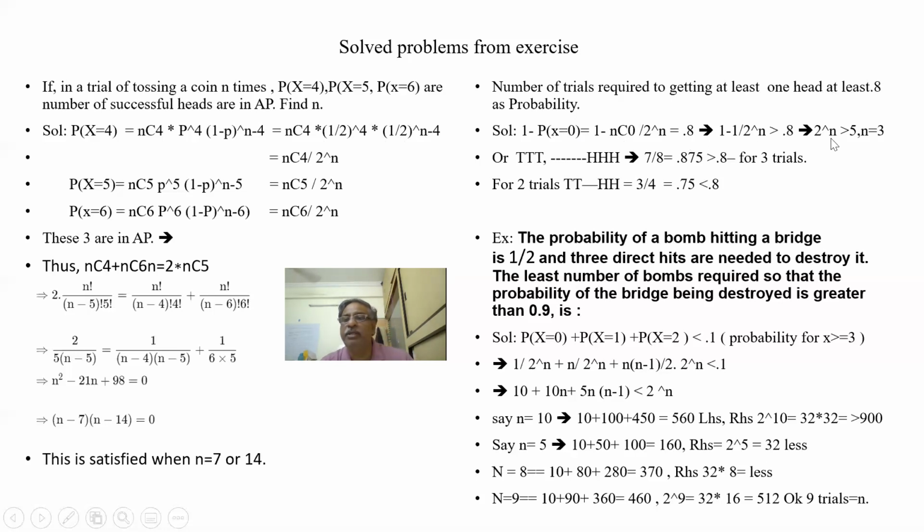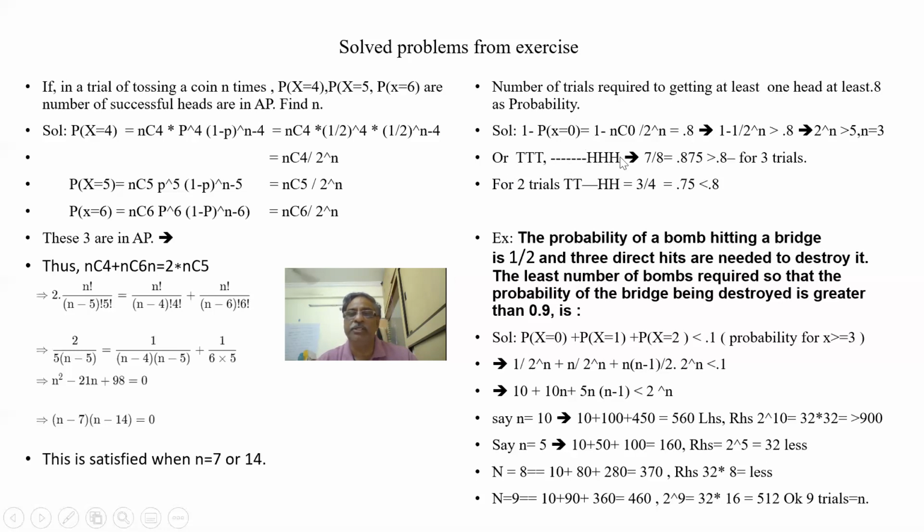So when I simplify the calculation by trial and error, I am getting n is 3. 2 to the power of n should be more than 5. For n equal to 1 it is 2, n equal to 2 it is 4, n equal to 3 it is 8. So it just meets the requirement. So 3 trials are required with a confidence level of 0.8 to get at least 1 head. Otherwise also, if you see 3 trials, these are the 8 possibilities, TTT up to HHH.